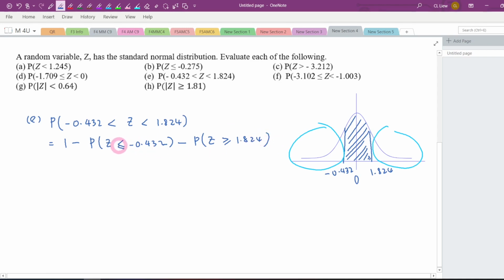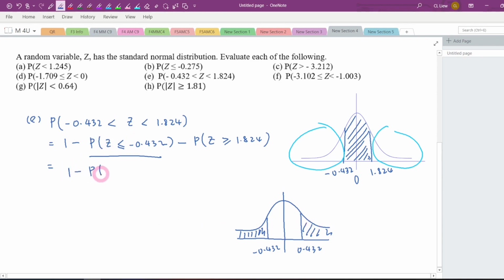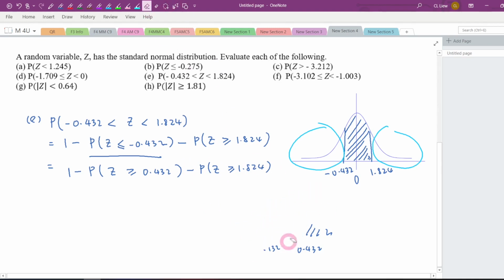So the next thing, this is less than. I don't want less than, I want greater than, right? So try to think. Now, let me sketch another diagram for you. If here, let's say we have negative 0.432. This is this part, right? But since we take from the table, we cannot get a negative value. So how do we get the answer for this one? I'm going to reflect this to the other side, then it will become positive. This time, it's not less than, but greater than. So I'm going to change this to greater than or equal to 0.432. Then this one you don't have to do anything, you just copy it. 1.824. Okay, now is the time to get the answer from the table.